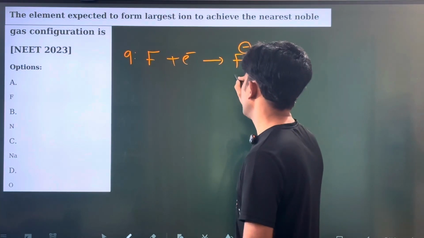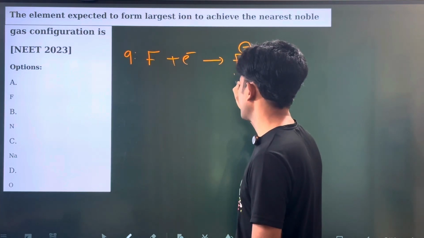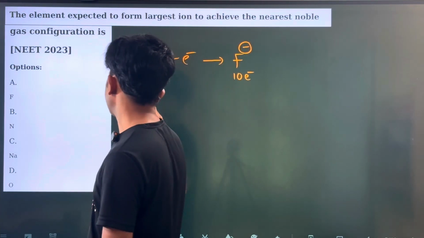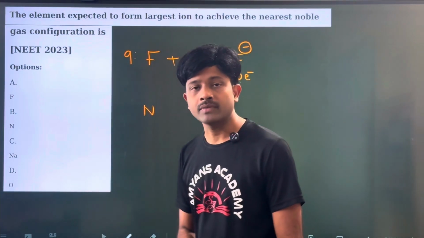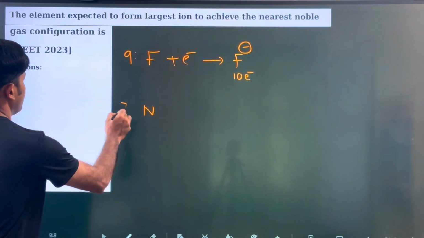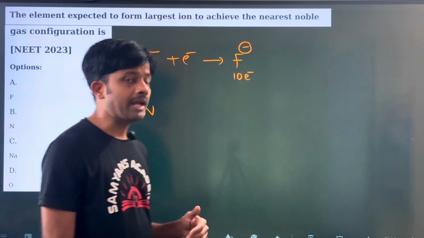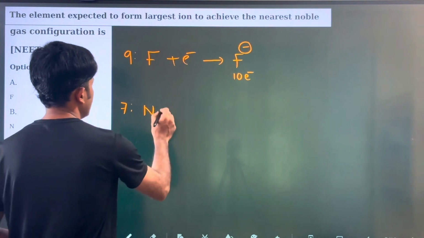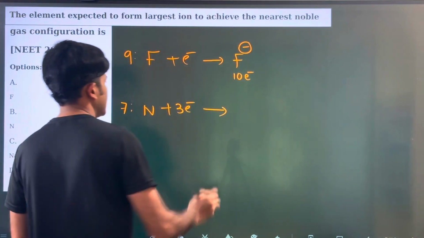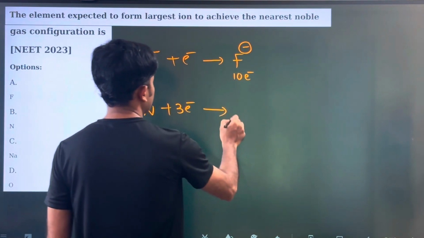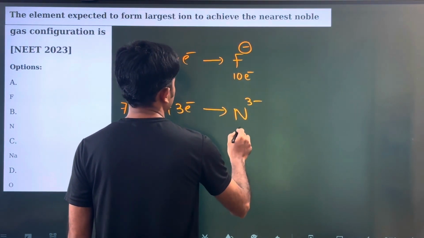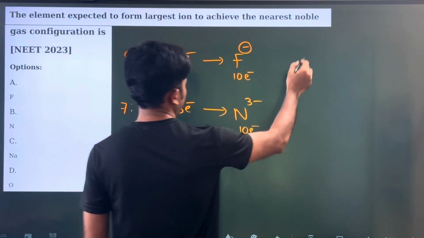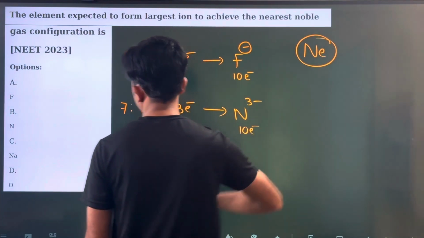Now it is a noble gas configuration. How many electrons does it have? 10 electrons. It is the nearest to the noble gas configuration. Now nitrogen: what is the atomic number? Already you know that nitrogen's atomic number is 7. To get 10 electrons, the neon configuration, it has to gain how many electrons? It has to gain 3 electrons, right? After gaining 3 electrons, nitrogen becomes the N3- nitride ion. So it also has 10 electrons, the neon configuration. All these elements are getting the neon electron configuration.